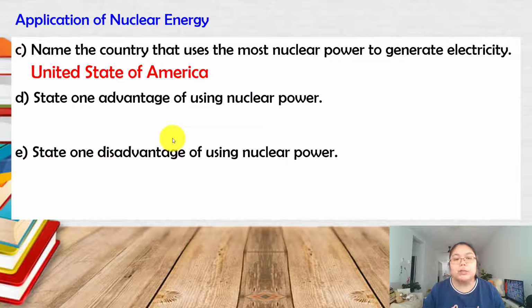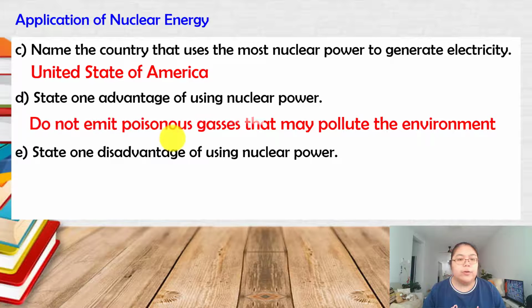So the first one, sure, they produce a lot of energy. Okay, number two, you can say about the toxic gases. We just need either one. So from here, the important thing is they do not emit poisonous gases, that means toxic gas, that may pollute the environment. Okay, disadvantages, you can say about the high cost, because you want to build. Okay, number two, you can say about the hazard.